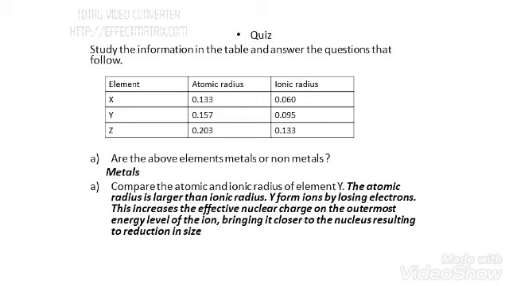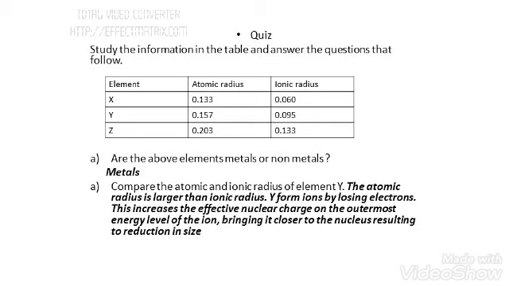So yesterday we left off with a question that you were supposed to answer, and let us look at the correct answers. The first question was, are the above elements metals or non-metals? And the correct answer was metals. How do you know whether it's a metal or non-metal? You look at the atomic radius and you compare the ionic radius. Whenever the atomic radius is larger than ionic radius, then that is a metal.